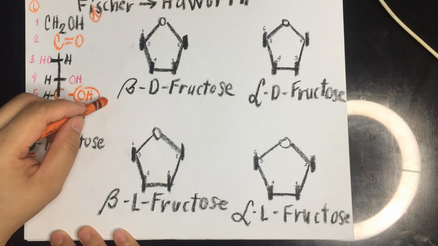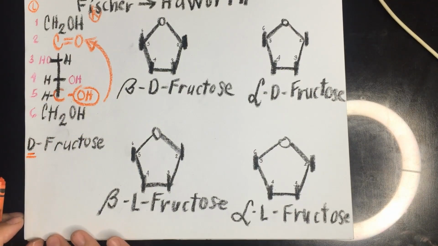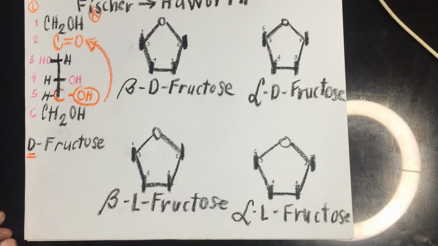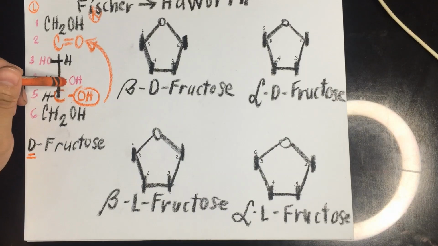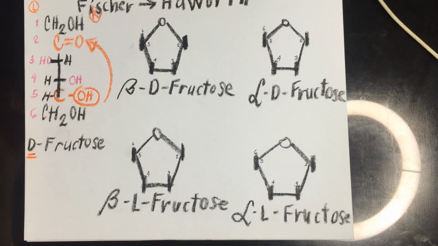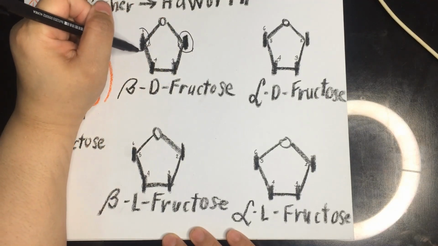Then it will form a ring with our functional group in carbon number 2. So, afterwards, we are going to complete our structure by writing the hydroxyl group on their corresponding places. Carbon number 3, hydroxyl group is located on the left side. Carbon number 4, hydroxyl group is located on the right side. We are now going to start answering our Haworth projection for beta D fructose. So, we are going to answer this later.